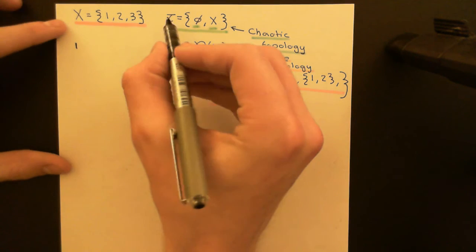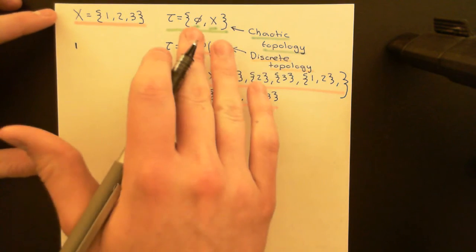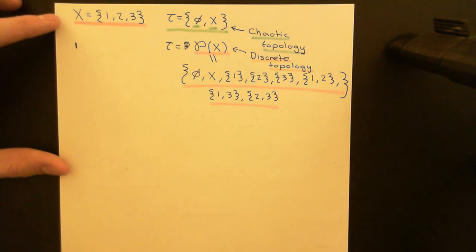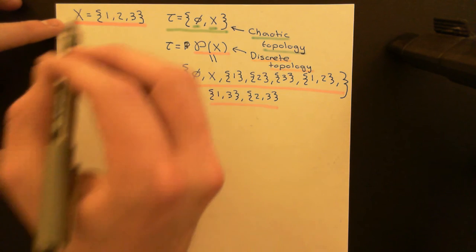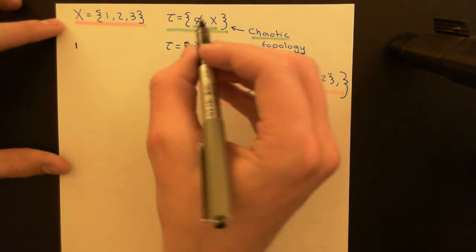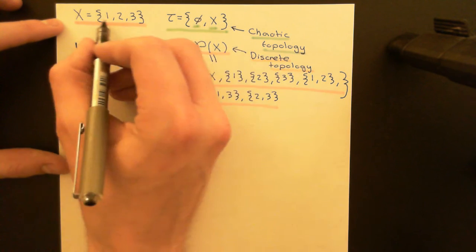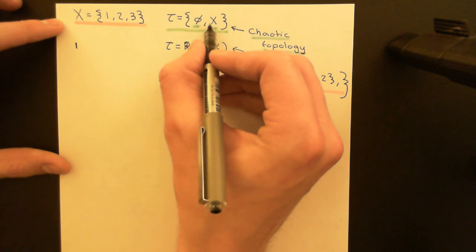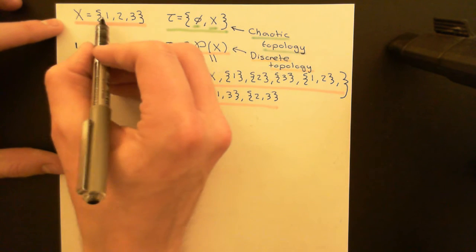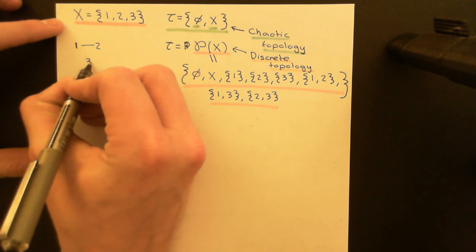Okay, so to do an example here, let's do it for the chaotic topology, and you'll start potentially to see why this is called the chaotic topology. If I want to draw lines to connect the elements of this set, then of course we have the empty set. That doesn't tell us anything because nothing's in there, and then we just have the entire set. So that means that I can draw a line between every single one of these. So what I'll end up with is something that looks like this, basically.